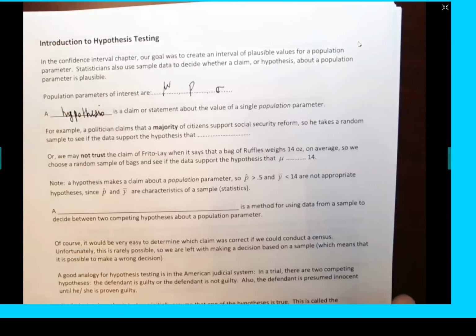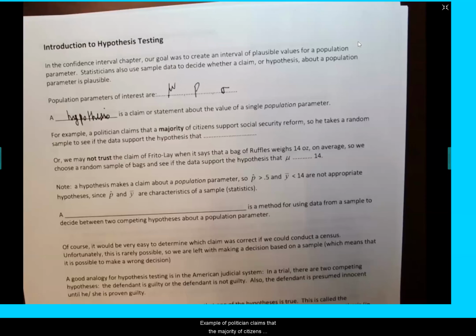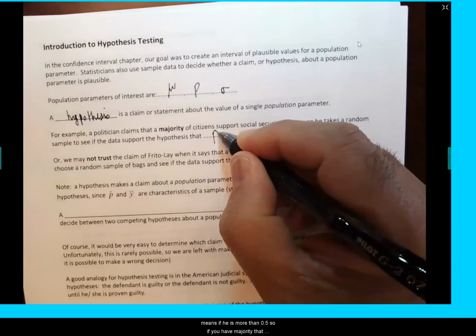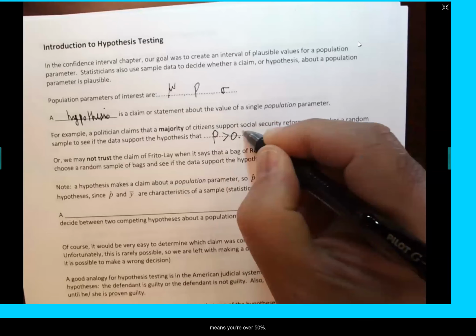For example, a politician claims that a majority of citizens support Social Security reform. She takes a random sample to see if the data support the hypothesis that majority, do you guys remember what majority means? P is more than 0.5. So if you have majority, that means you're over 50%.